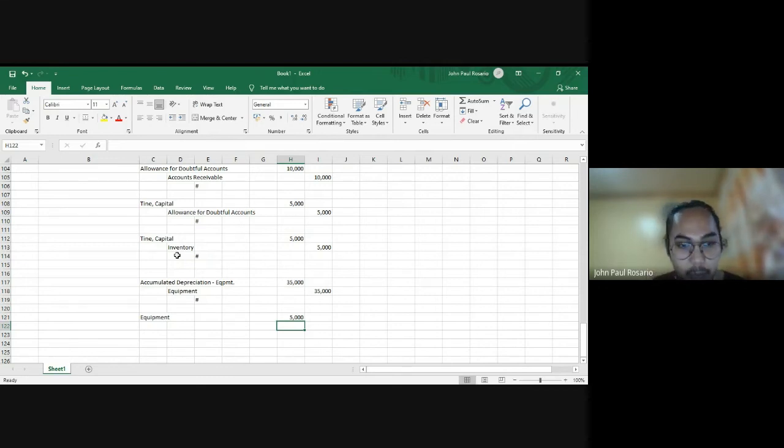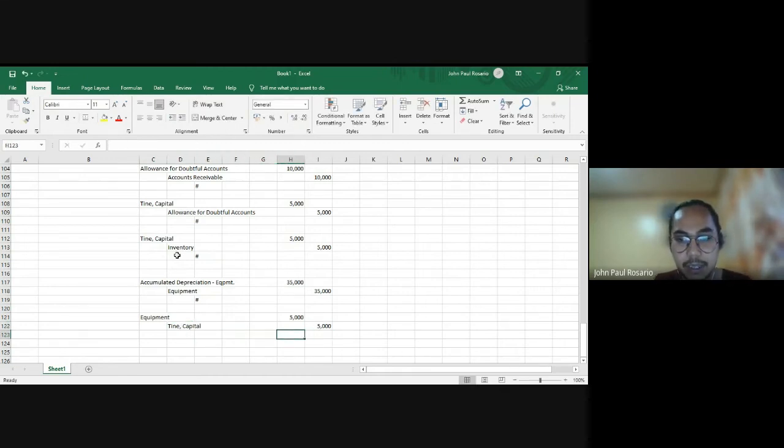So with that equipment, 5,000, and then again, since the value of your equipment increased, in a sense you have income. So again, when that's the scenario, we directly adjust our capital. So there is a credit to Time's capital amounting to 5,000.